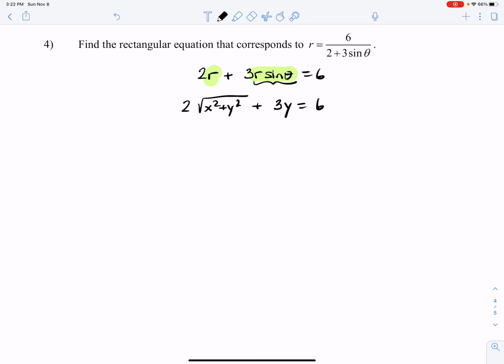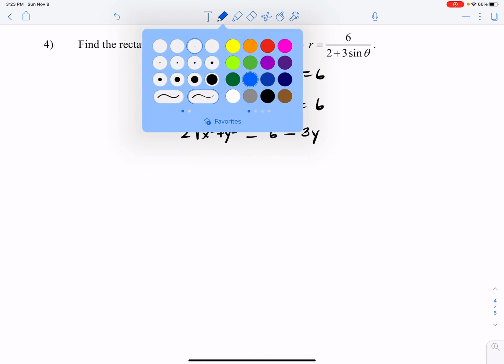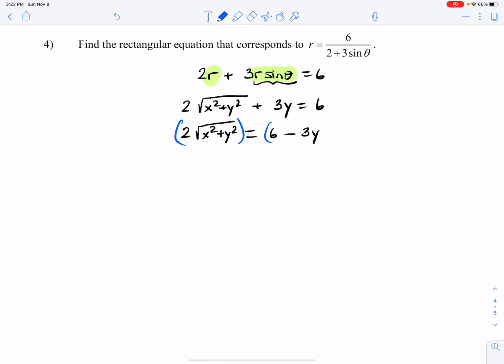Now, as far as writing the rectangular version, remember that it's always best, if we're going to have to square both sides, to isolate the square root to one side of the equation. So it's going to be 6 minus 3y on the right. So at this point, we'll square both sides. So if I square the square root, well, I have 2 squared, which is 4, and I square the square root, which is x squared plus y squared.